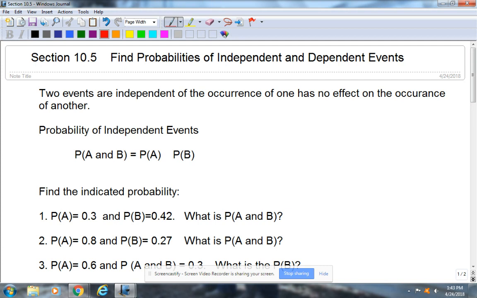Today we're talking about the probability of independent and dependent events. This is supposed to have a time sign between it. Yours does on your paper, don't it?